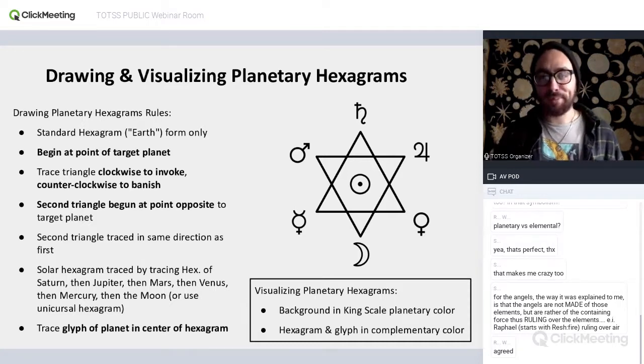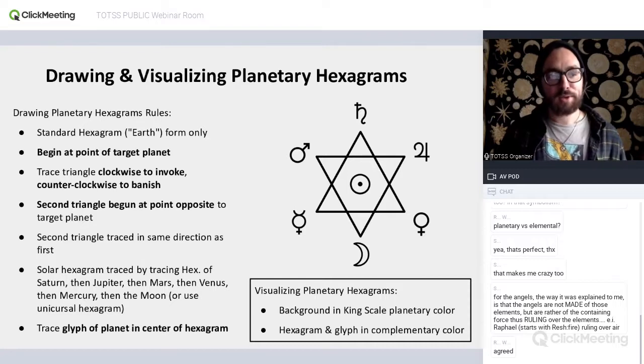Now the thing that's complicated here is that the sun in the center isn't attributed to any of the points. So with the Golden Dawn, the traditional or standard form of the solar hexagram, as we'll see, there's an alternate form that's much easier to use. For the sun, you trace all 6 hexagrams on top of each other. First, you trace the form associated with the hexagram of Saturn, then the form associated with Jupiter, then Mars, then Venus, then Mercury, then the moon.